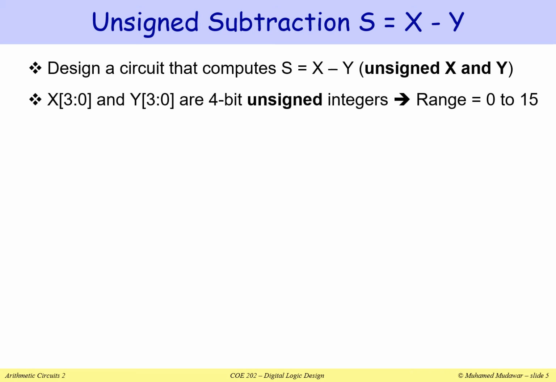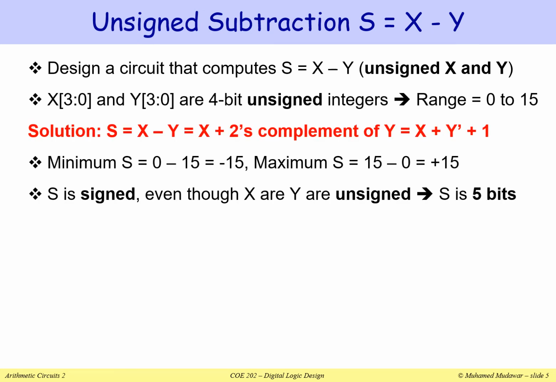always convert subtraction into addition of the 2's complement. So we can say that x minus y is x plus the 2's complement of y, and the 2's complement of y is y prime plus 1. So I'm doing here addition of the 2's complement. So I have converted this subtraction, minus y, into plus the 2's complement of y. And the 2's complement of y is the 1's complement of y plus 1, which is y prime plus 1.